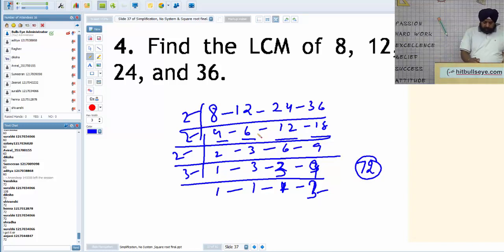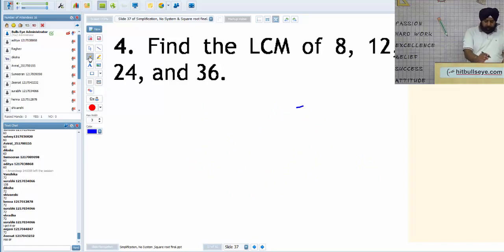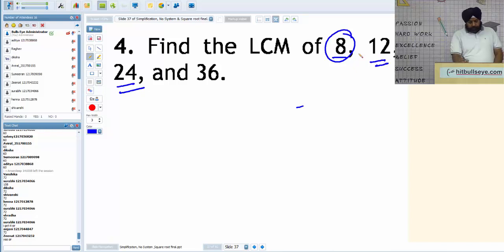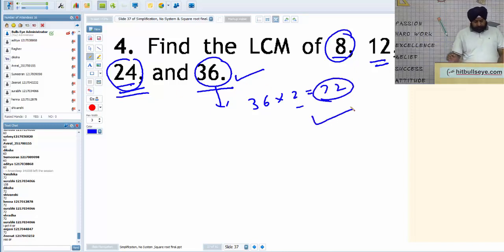Otherwise, there is an alternate method. If there are a lot of common multiples like in these numbers, we can do it like this. We can leave 8 because it's already contained in 24. We can leave 12 because it's already contained in 24 and 36. So we are left with 24 and 36. Remember one thing, the LCM of given numbers is the greatest number itself if all the smaller ones are exactly a factor of it or its multiple. 36 times 2 is 72, and 24 times 3 is 72, so 72 is the answer.